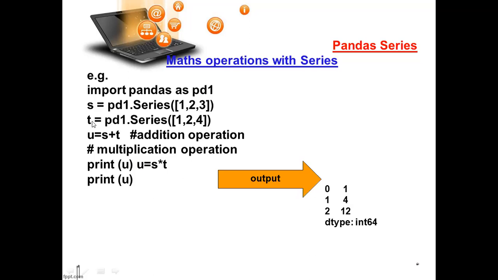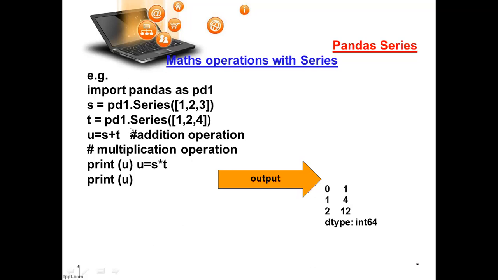Now t. What is t? This is another variable and another series I am creating here. t is a variable, equal is an assignment operator, and I am calling pd1 dot Series. Remember one thing: in Series, S should be written in capital. I have created two series from different variables s and t: 1, 2, 3 and 1, 2, 4. See the difference, one element is different here.